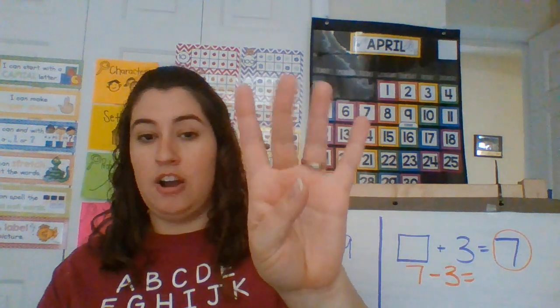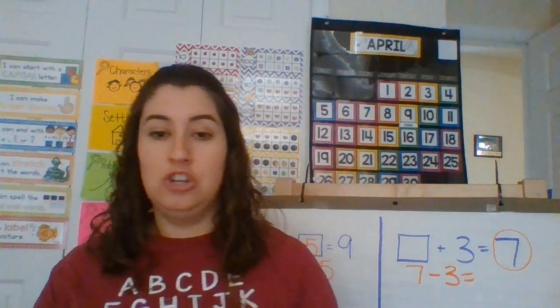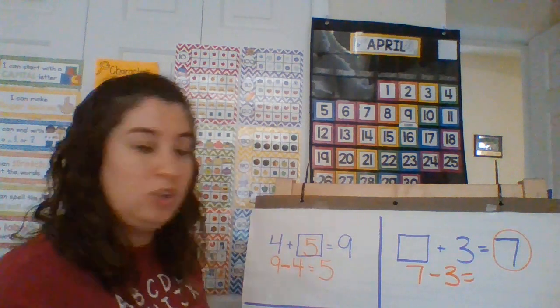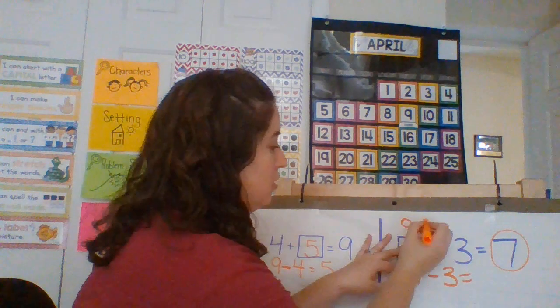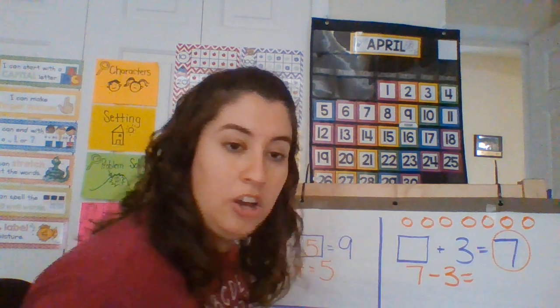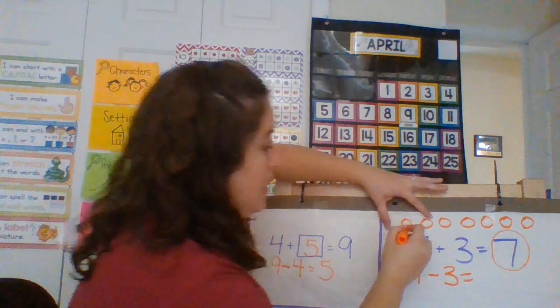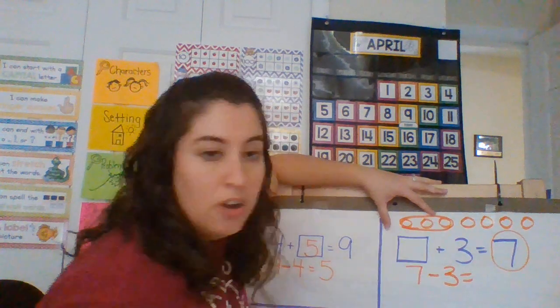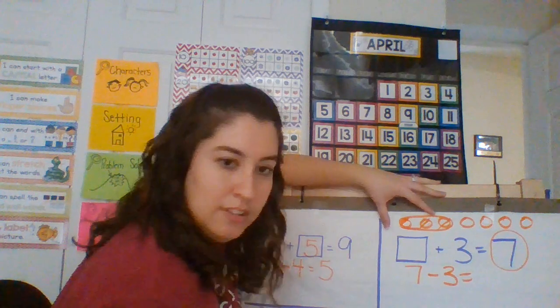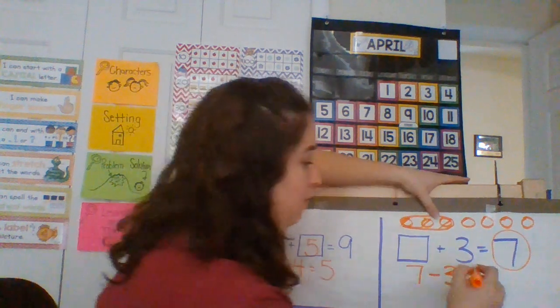How many do you have left? Do you have the same number I have left? Our answer is 4. So if you had 7 cubes, you are just counting 3, 4, 5, 6, 7. All you're doing is you're taking away those 3. They're going in their own group. They are going away. And you're left with 4.